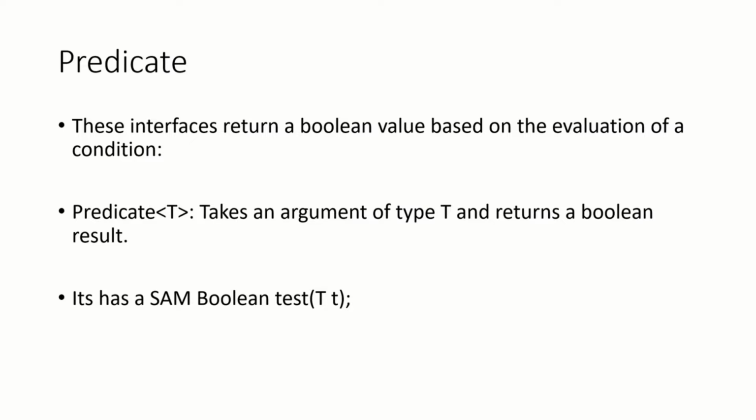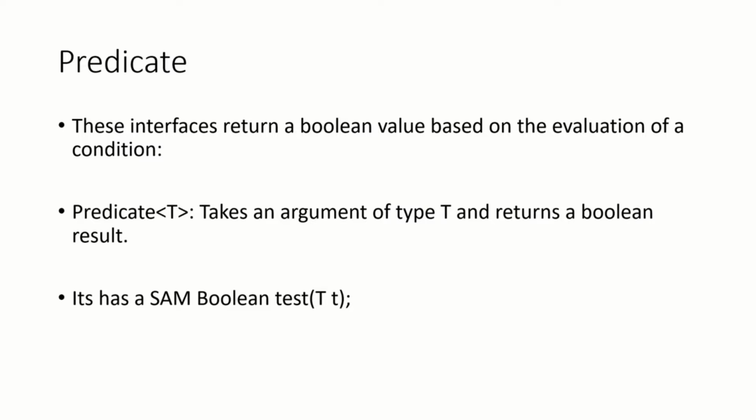Predicate takes an argument of type T and returns a Boolean result. So when it says that Predicate takes an argument of type T, that means inside the Predicate functional interface we have one abstract method, which is test. It takes an argument and its return type is Boolean. In the last line, you can say it has a single abstract method, its name is test, and it takes T as an argument and returns a boolean as a result.